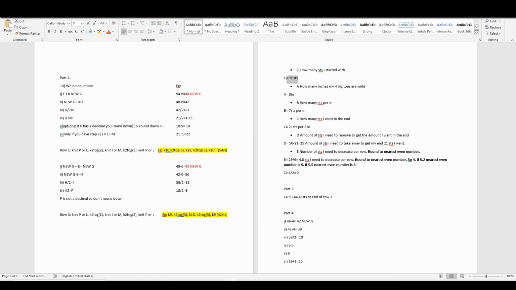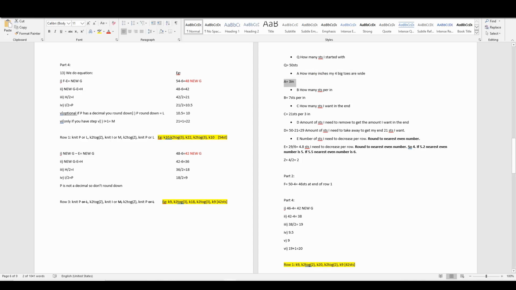Write that down. Next, we have to determine A. A is how many inches my 4 big toes are in width. So put them together and measure what that width is, your 4 big toes together, and let's say it's 3 inches. Next, we have to determine how many stitches are in an inch. So take your piece, put a ruler to it, measure it, and count how many stitches makes an inch. Let's say it's 7. So write that down.